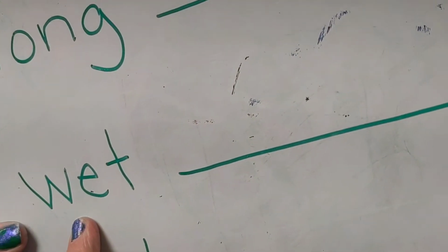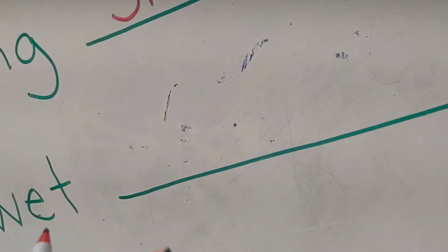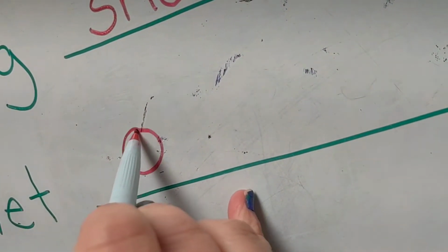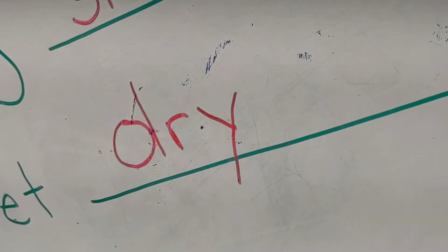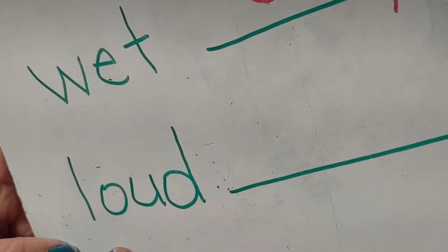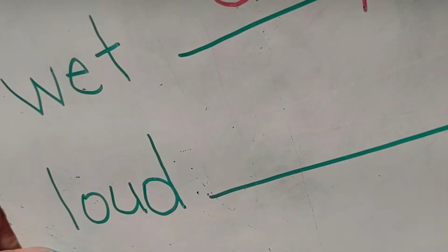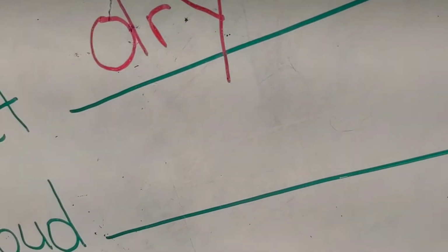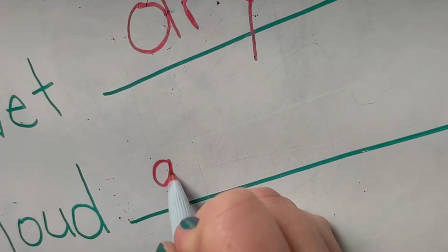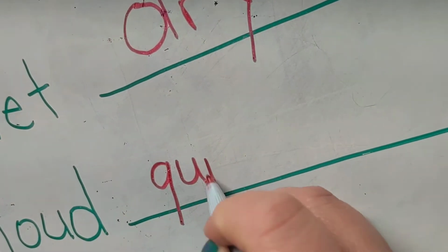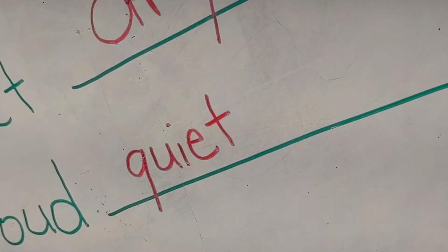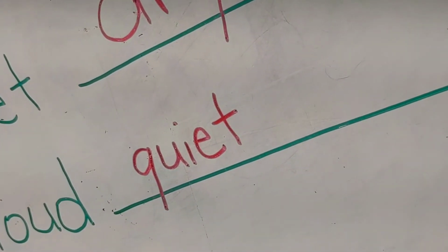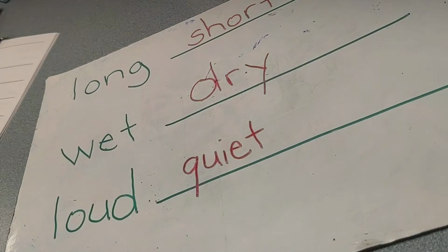Wet. What is the opposite of wet? If you said dry, you're correct. Okay. Loud. What is the antonym for loud? If you're thinking quiet, that would be good. If you were thinking silent, that would also be all right. Silent is S-I-L-E-N-T. Either one would be fine. So that is antonym. An antonym means the opposite of a word.